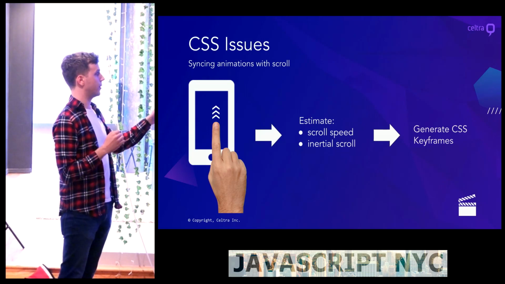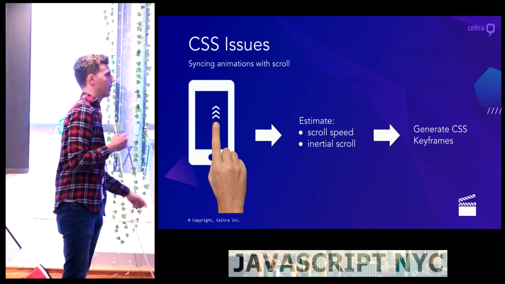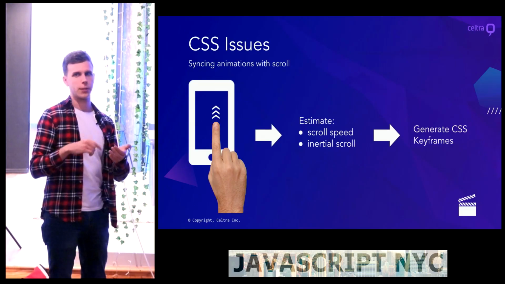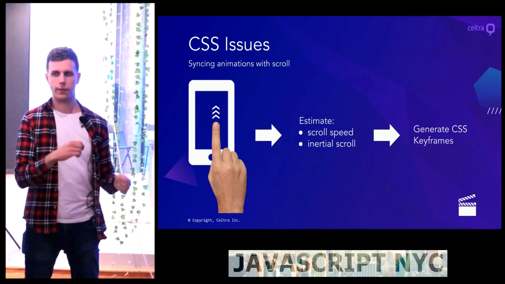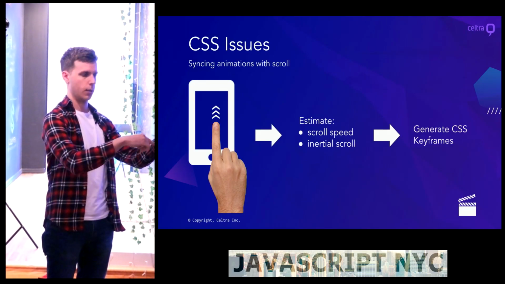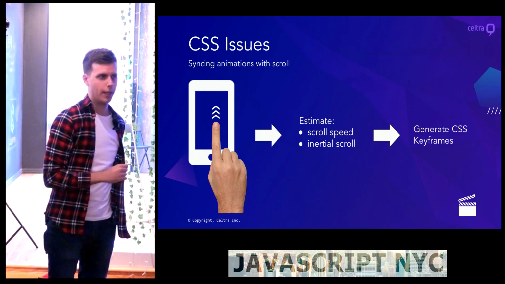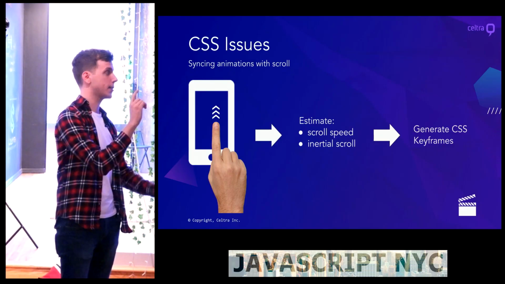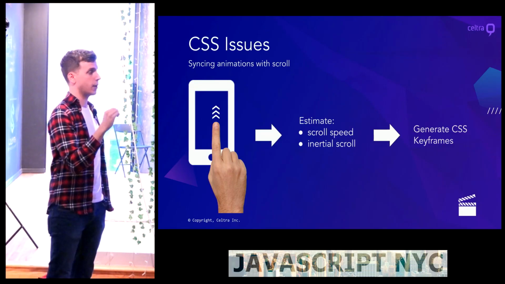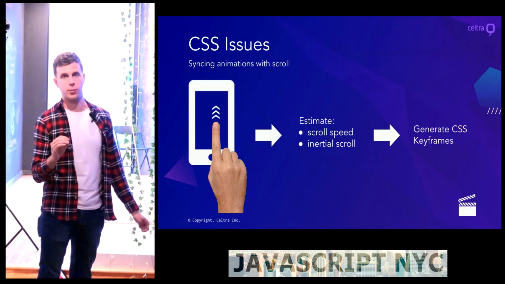But as I mentioned before, if you remember, the first issue is that the scroll speed can change, right? So what if a user starts to scroll slowly and then flicks at the end? This means that when a user flicks, the keyframes that we generated previously aren't correct anymore, okay?